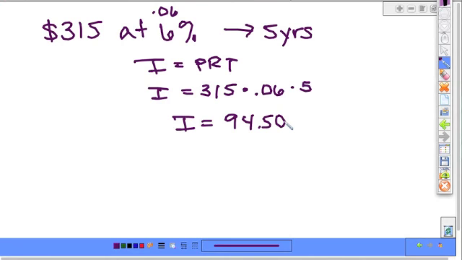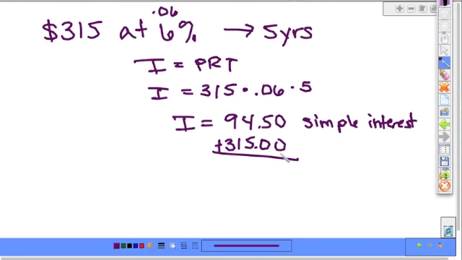Now that's just how much the interest is. This is also known as simple interest. So if a question asks what's the simple interest, that's just what that means. Now let's add that to the $315 from the total amount borrowed, and we wind up with a total amount of $409.50. This is your total. Okay, let's try another one.